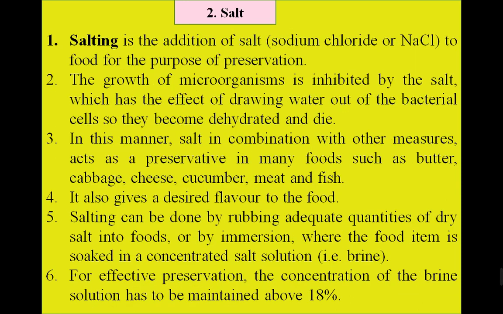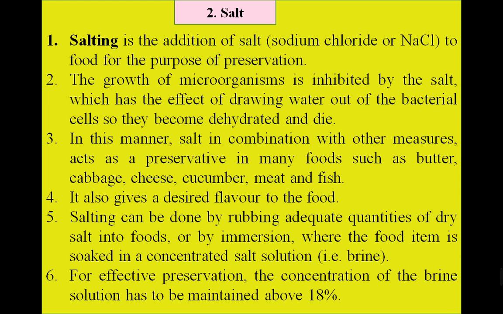Second is the salt. Salting is one of the major techniques used for preserving foods like meat and fishes. So salting is the addition of salt, sodium chloride, the molecular formula is NaCl, to food for the purpose of preservation. The growth of microorganisms is inhibited by the salt, which has the effect of drawing water out of the bacterial cells, so they become dehydrated and die. In this manner, salt in combination with other measures acts as a preservative in many foods such as butter, cabbage, cheese, cucumber, meat and fish. It also gives a desired flavor to the food.